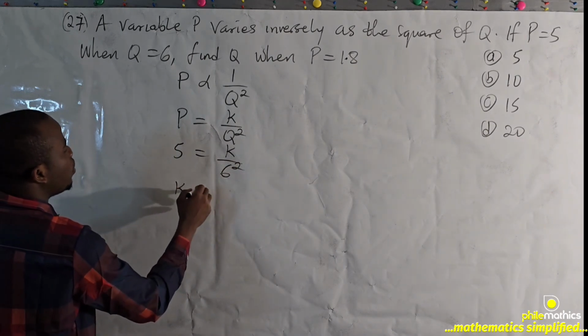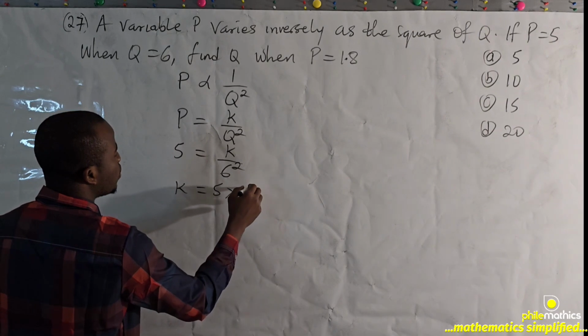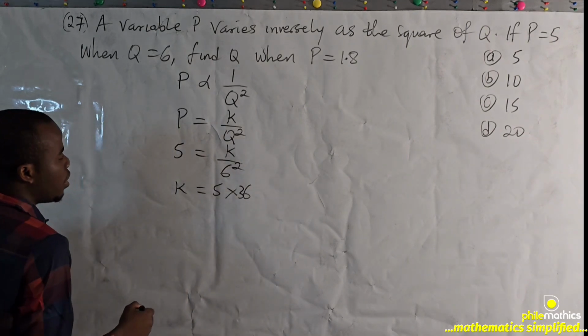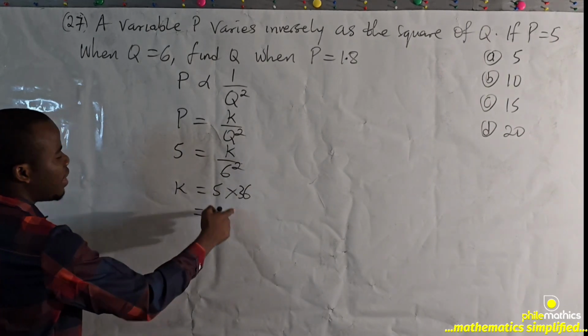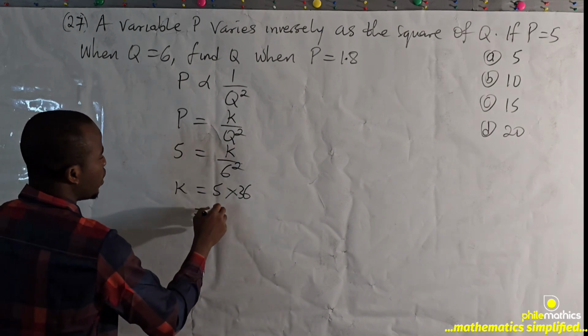So our k will be 5 times 6 squared, which is 36. And 5 times 36: 5 times 30 is 150, 5 times 6 is 30. So k is 180.